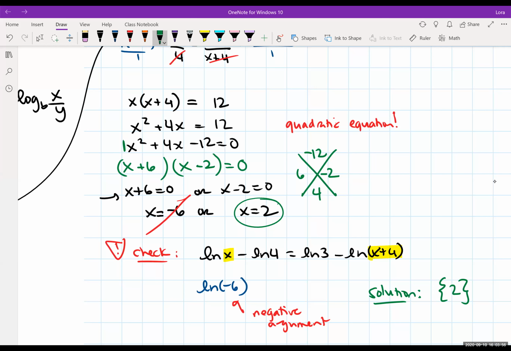So that was a little bit of experience with type 2. Keep practicing. We're going to have some more challenging examples coming at you in the next examples.